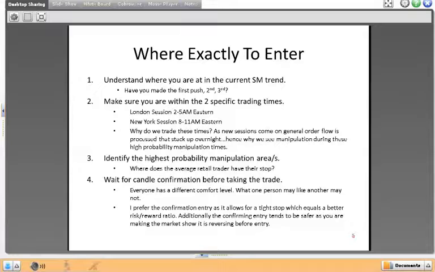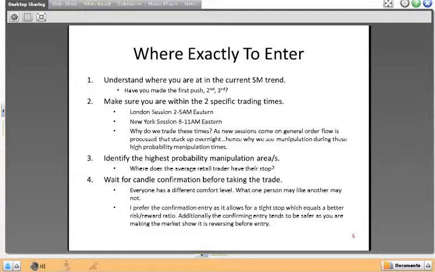Okay. So again, this relates more precisely to where exactly to enter. And so the fourth point is wait for candle confirmation before taking a trade. Everyone has a different comfort level. What I mean by this is different people have different ways of taking trades, or different criteria that are going to actually signal the trade, different things that may filter out a trade, et cetera, when it comes to actually placing the trade.